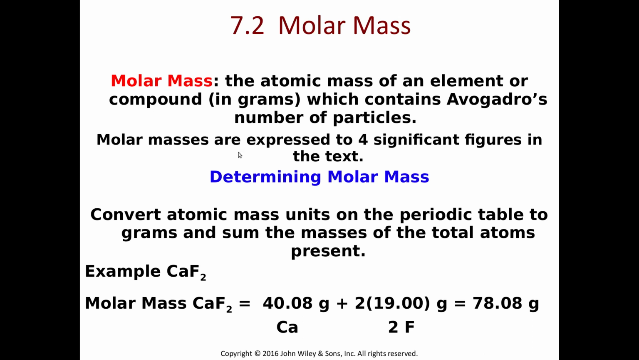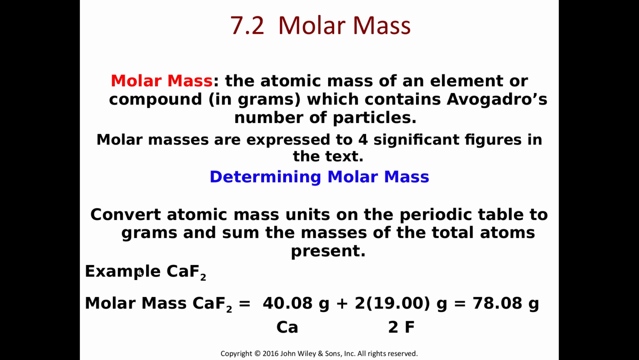So let's talk about how to determine this molar mass. Luckily for us, you can just write down the chemical formula of the compound and then look up the values for the molar masses straight from the periodic table. So the way to do this is to convert the atomic mass units on the periodic table to grams and then sum the masses of the total atoms present.